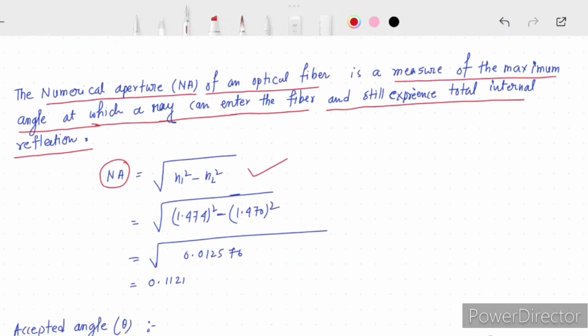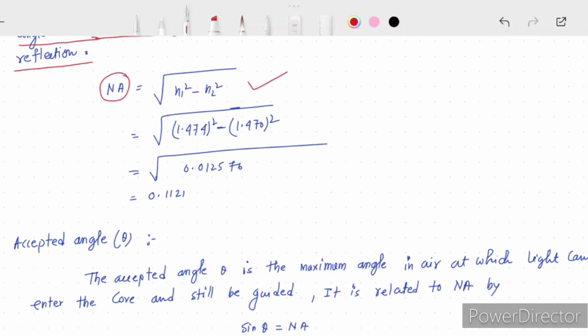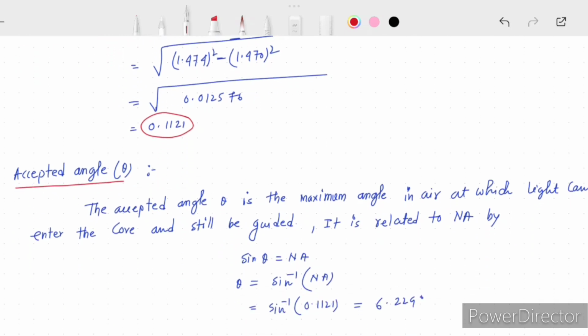So after putting in the values of N1, the refractive index of the core, and N2, the refractive index of the cladding, we get the numerical aperture as 0.112. Now we calculate the acceptance angle. Okay, what is the acceptance angle?